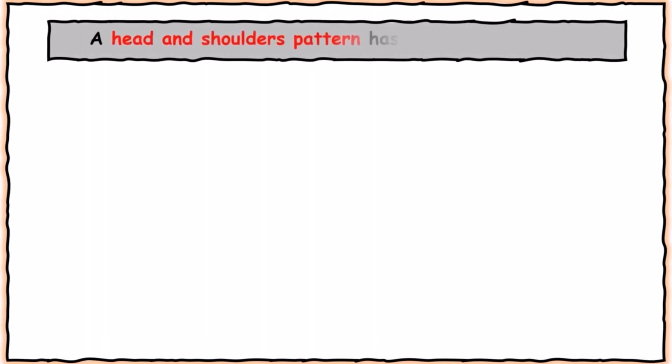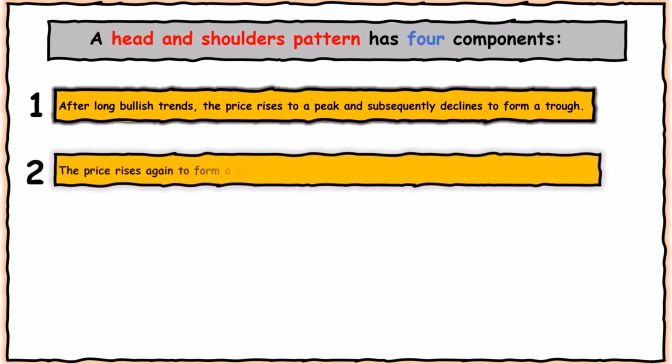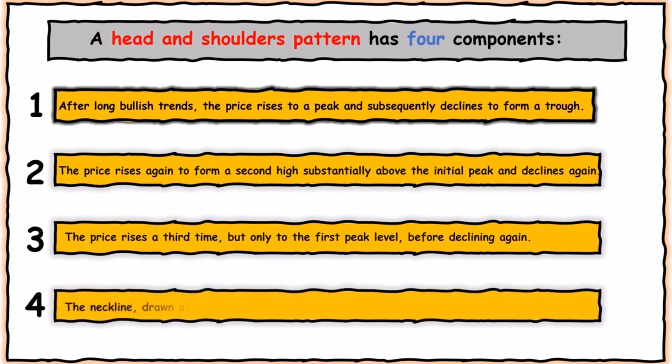A head and shoulders pattern has 4 components. 1. After long bullish trends, the price rises to a peak and subsequently declines to form a trough. 2. The price rises again to form a second high substantially above the initial peak and declines again. 3. The price rises a third time, but only to the first peak level, before declining again. 4. The neckline, drawn at the 2 troughs or peaks.